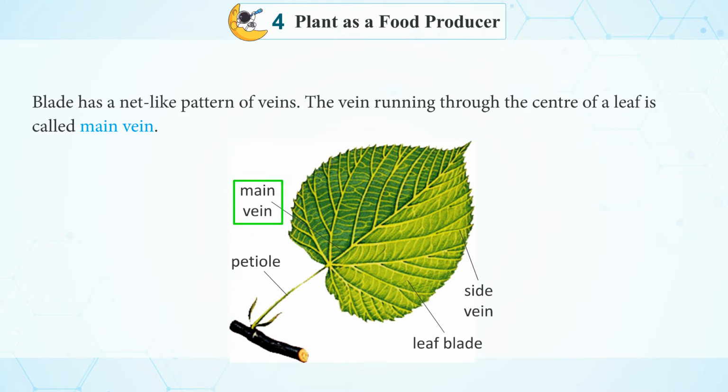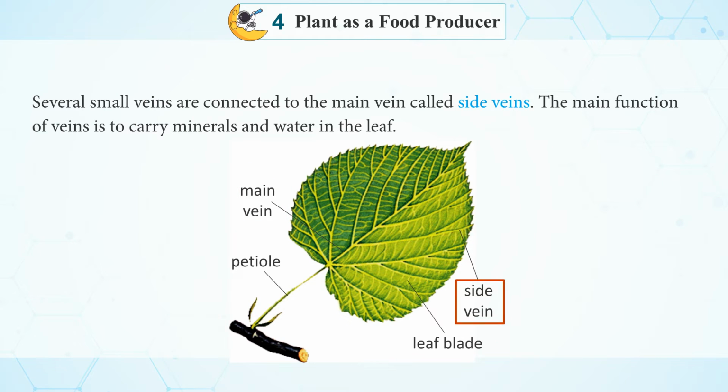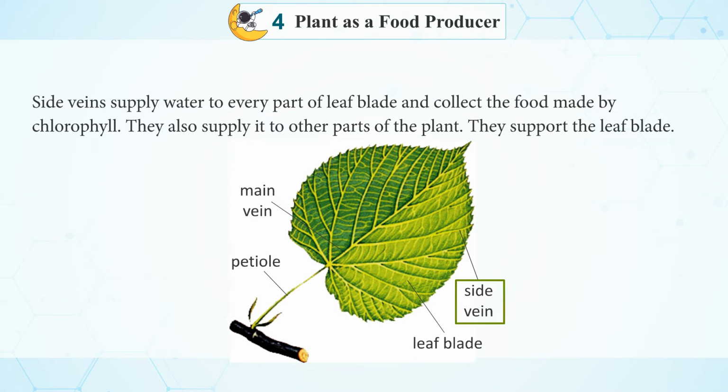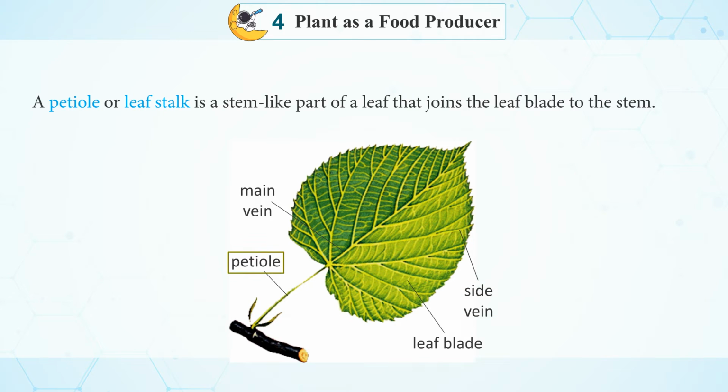The vein running through the center of a leaf is called the main vein. Several small veins connected to the main vein are called side veins. The main function of veins is to carry minerals and water in the leaf. Side veins supply water to every part of the leaf blade and collect the food made by chlorophyll. They also supply it to other parts of the plant. They support the leaf blade. The petiole or leaf stalk is a stem-like part of a leaf that joins the leaf blade to the stem.